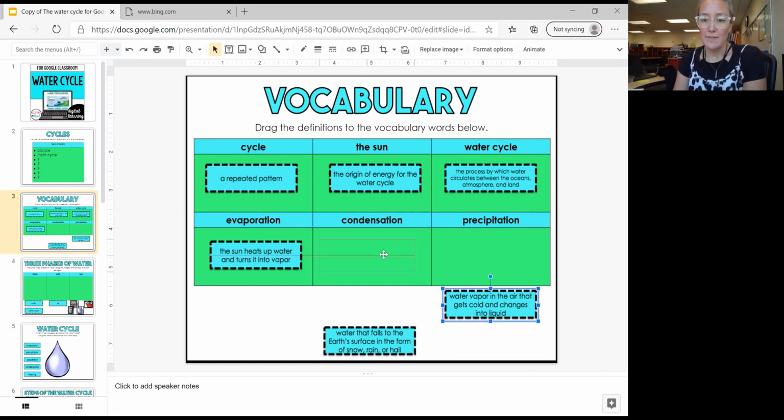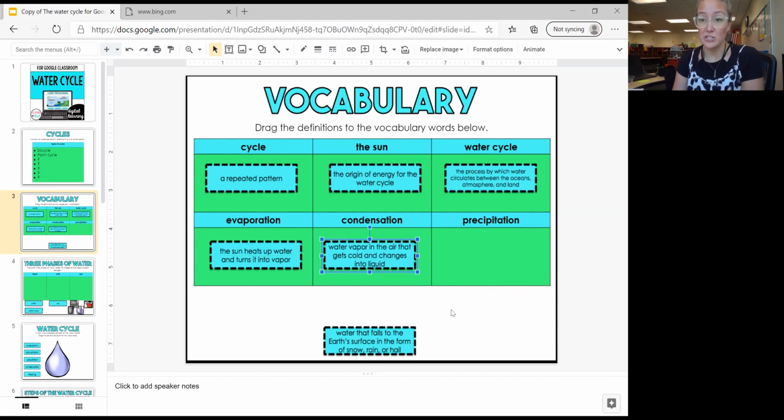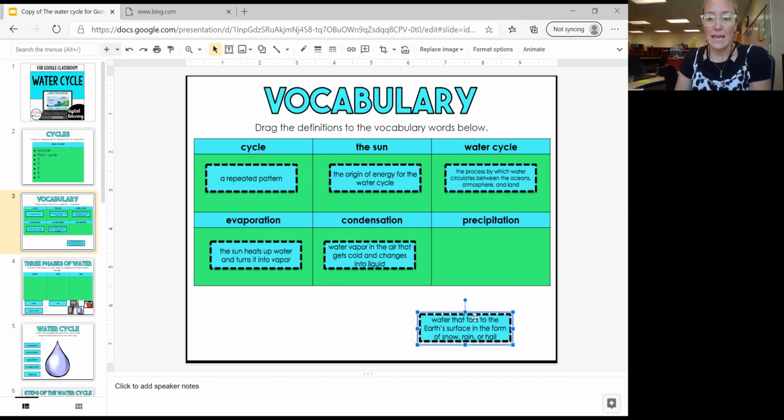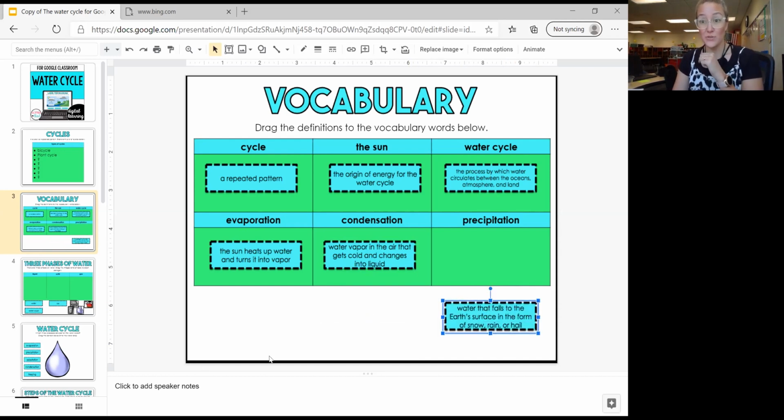So, water vapor in the air that gets cold and changes into liquid. And it's when it gets cold, not when it gets hot. Maybe in your car, you've seen this too. It's really cold outside, and then you crank up the heat really, really high, and then your windows fog up. Maybe you've seen that before. That's also condensation.